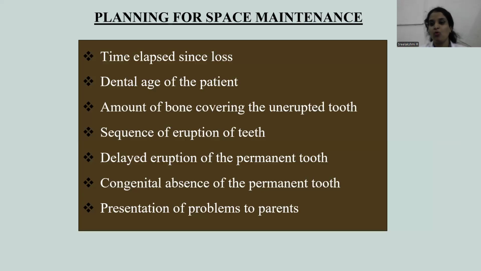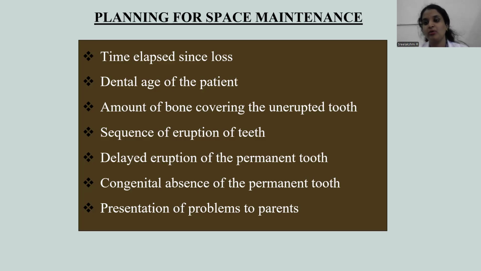So what all things have to be planned when you are giving a space maintainer? Time elapsed since tooth loss. How much time has passed? Because maximum space loss will occur after 6 months of tooth extraction, the time elapsed since tooth loss is an important criterion. Dental age of the patient, because chronological age and dental age can differ, so dental age is an important criterion. Amount of bone covering the unerupted tooth. It is actually 4 to 5 months.